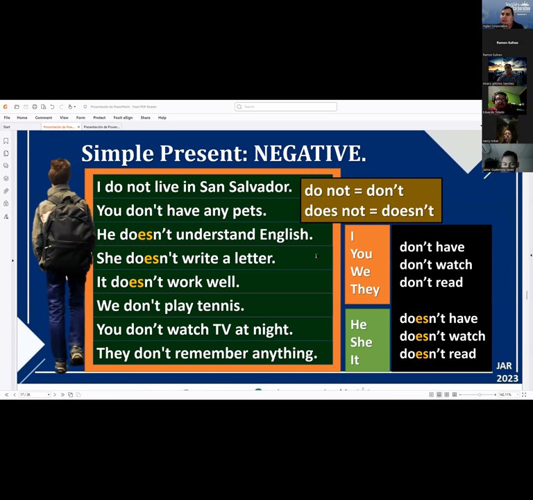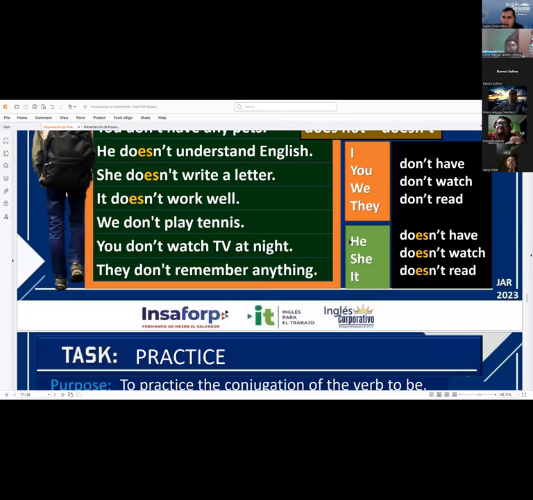He doesn't understand English. She doesn't write a letter. It doesn't work well. We don't play tennis. You don't watch TV at night. And they don't remember anything. Say, I don't have, you don't watch, we don't watch, they don't read. And then you say, he doesn't watch, she doesn't watch, and he doesn't read. Okay, so these are the examples for negative forms.